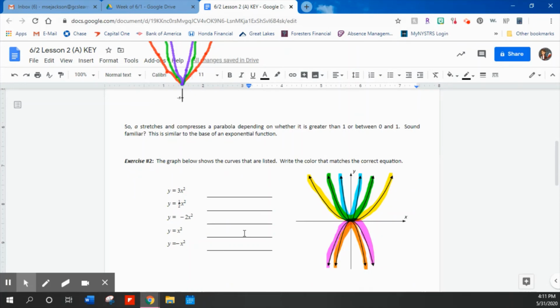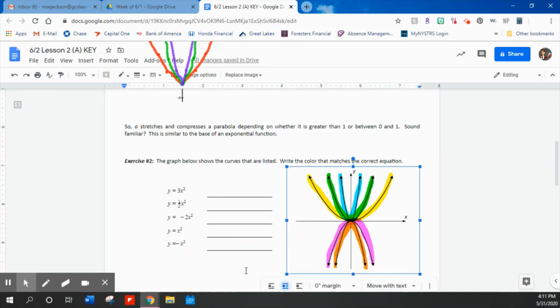All right, exercise 2. The graph below shows the curves that are listed. Write the color that matches the correct equation. Now, these are all comparing one another. So you've got to figure out, first of all, there's some frowny face ones, so those should be negative. There's your little hint there. But if you want to use your calculator, play around, notice what's happening with the a term, the coefficient of x squared, and how that relates to what parabola we've got.